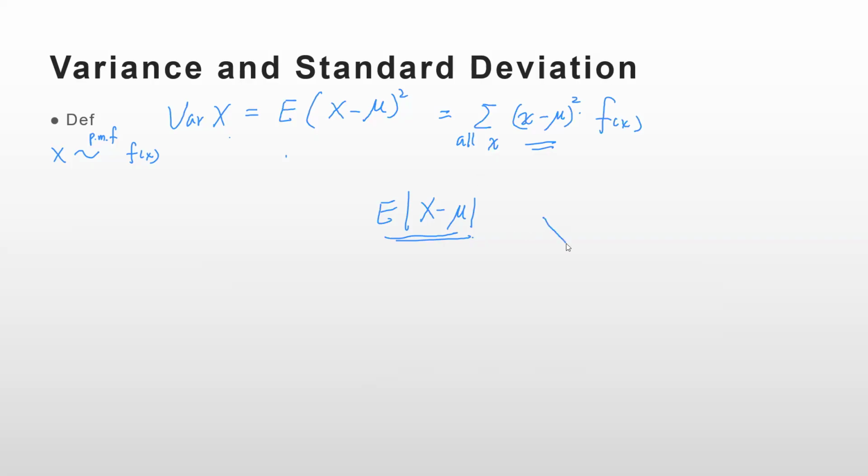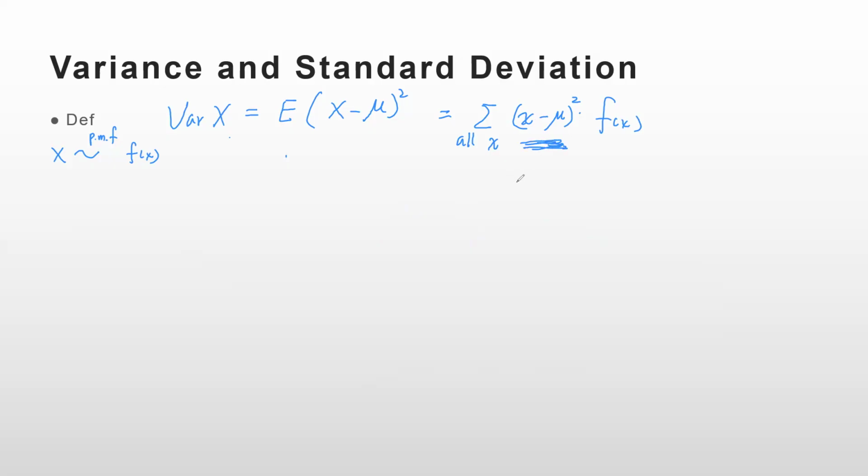Absolute value, something like that. It has a cusp here, and it's not differentiable. So this function is not very nice, so we squared it. It's kind of a distance, but not exactly the same as distance. It's non-negative, right? A square is always non-negative.